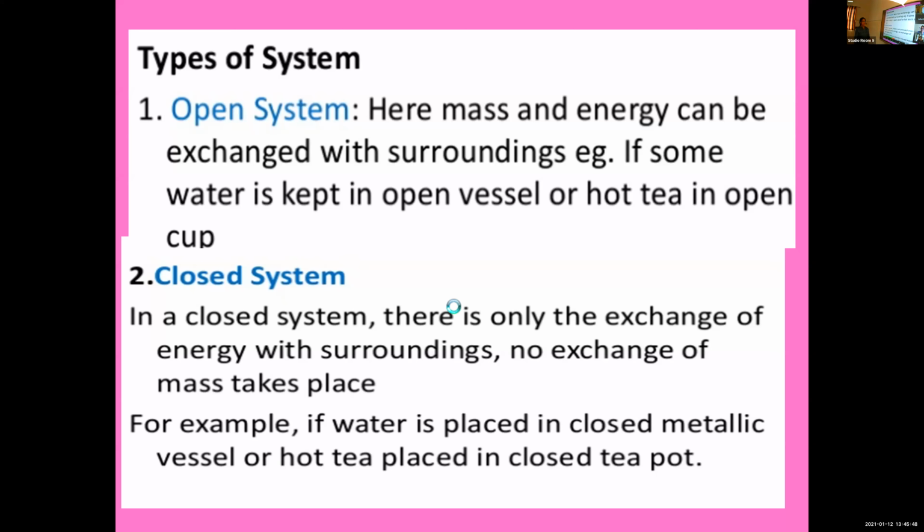So in a closed system, there is only the exchange of energy with the surroundings, no exchange of mass takes place. For example, water placed in a closed metallic vessel, or hot tea placed in a closed teapot. Since it is a metallic surface, naturally there is a chance of losing heat energy, but not of reducing the mass. So that is a closed system.